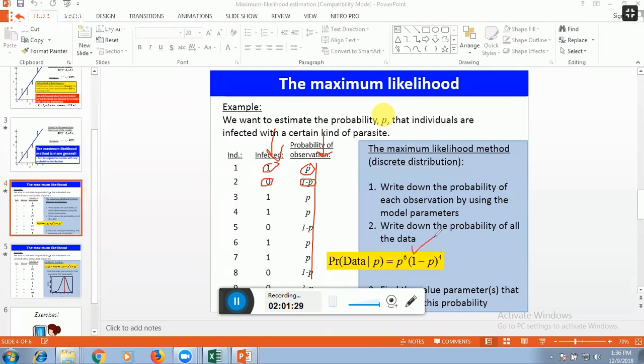Okay, so I am expecting P to the power of 6 because there are 6 ones and 4 zeros. So this would be my likelihood. This is the likelihood, yes. Okay, that's it. Thank you.